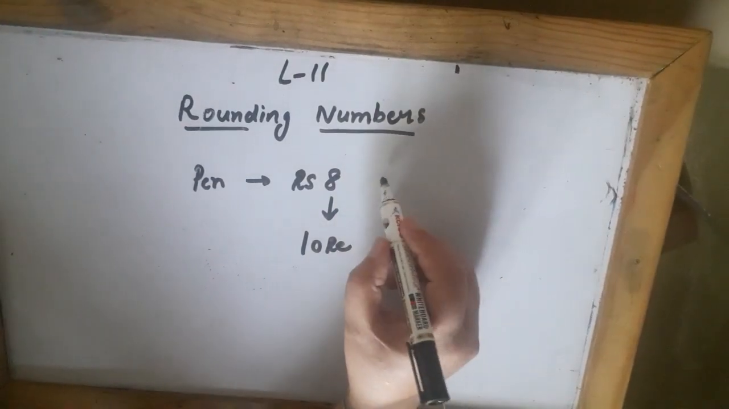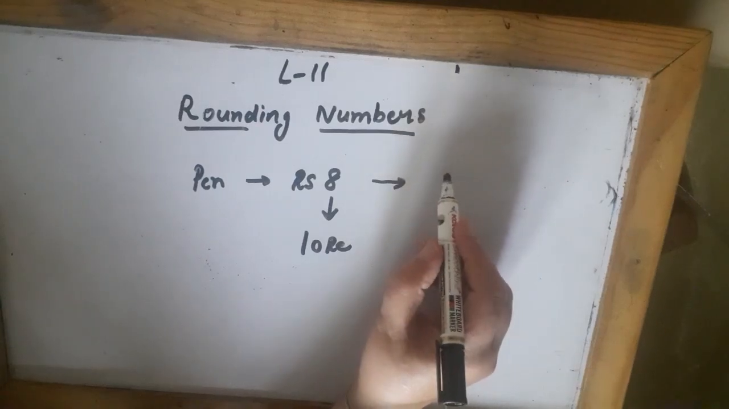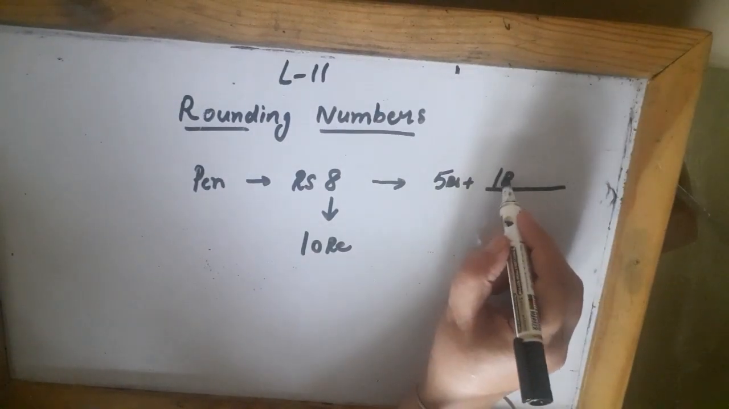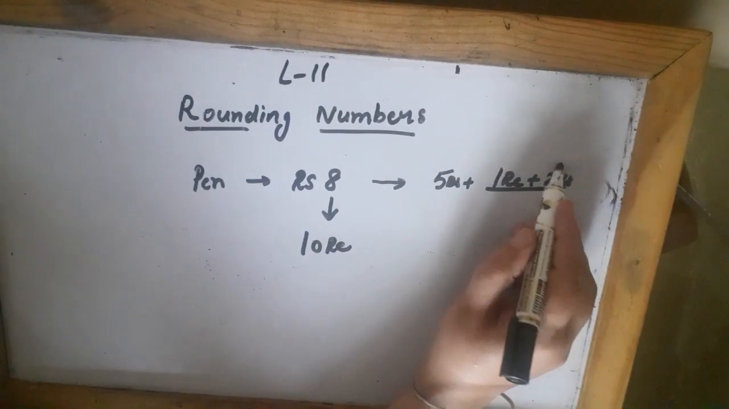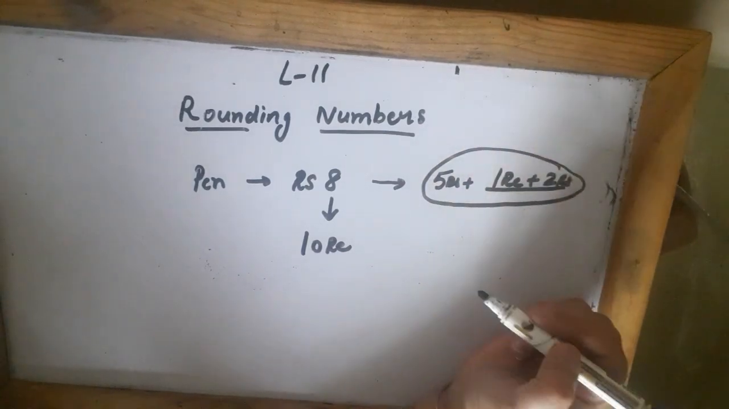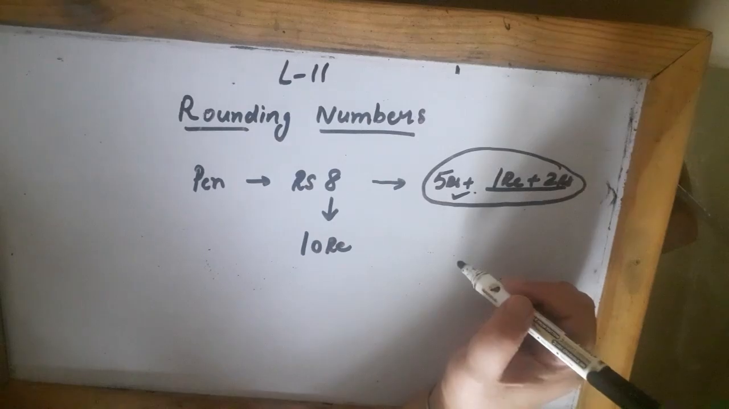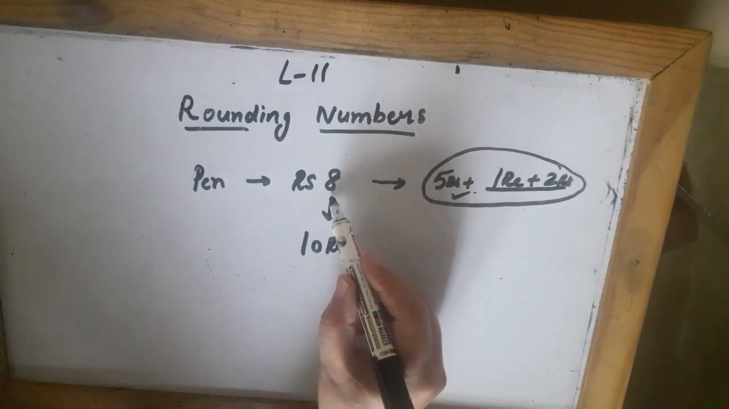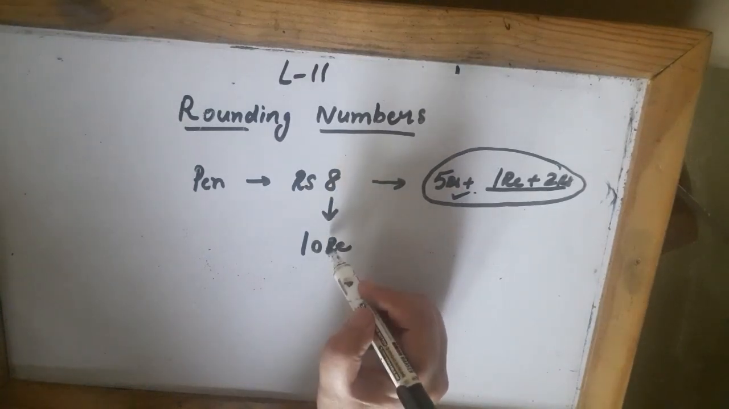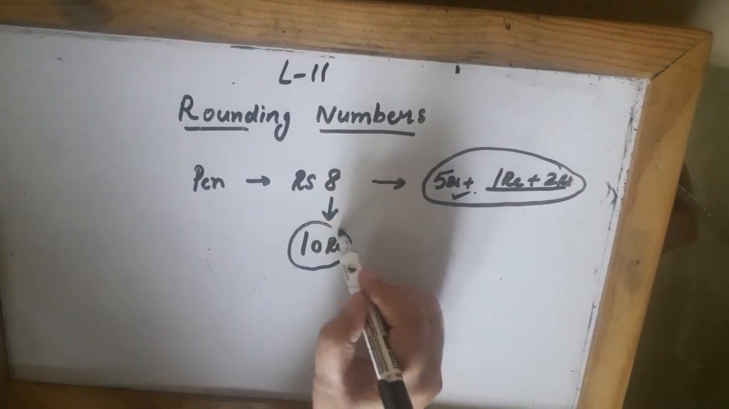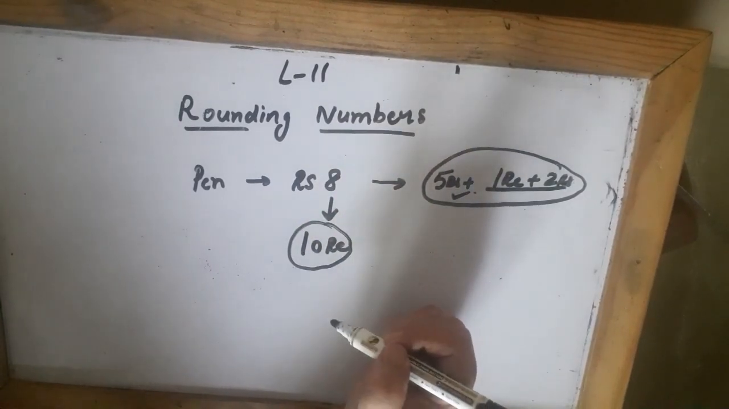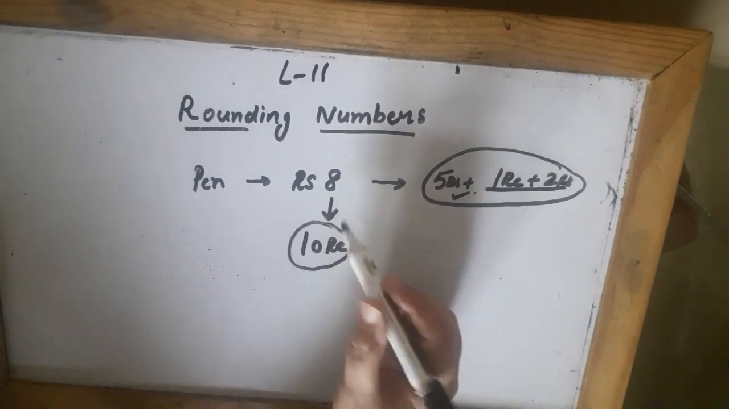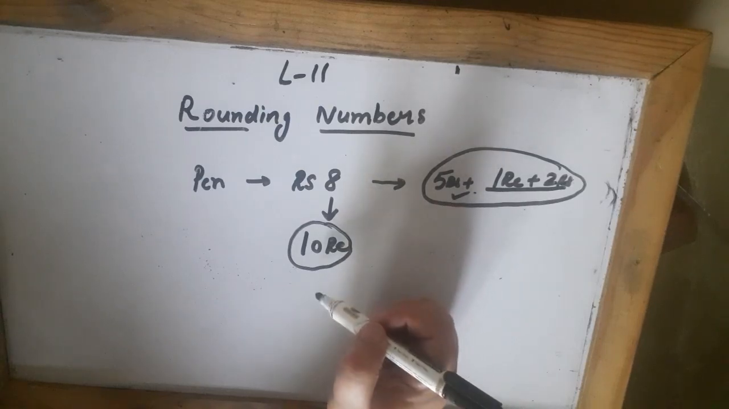If she gives you 8 rupees, she will have to find change for you, a 1 rupee coin or 2 rupee coins. So that will make her work difficult, finding all the change in order to give you 8 rupees. So what she will do is round off this figure, this 8 rupees, to 10 rupees, and that will make her work easier. This is one situation in which we require the rounding of numbers.